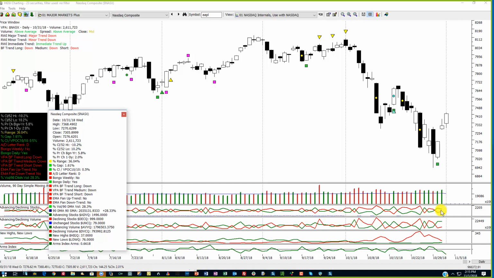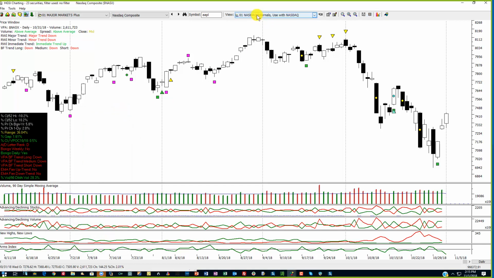Down here, this is advancing versus declining. This is advancing volume versus declining. This is new highs versus new lows. You can see that they were coming together yesterday, and this is the ARM index, which indicates buying pressure. But this is something you should look at night.